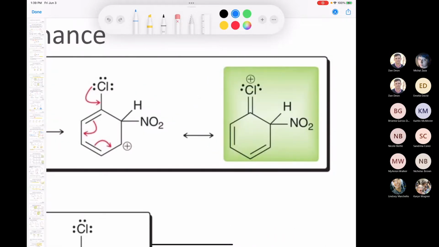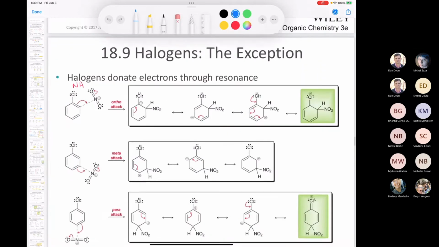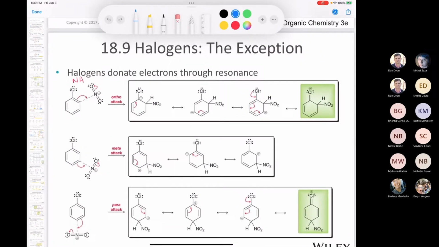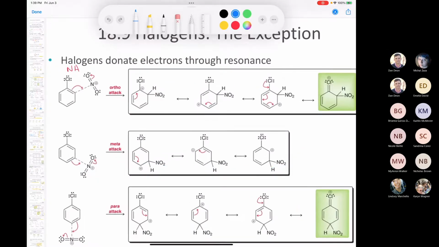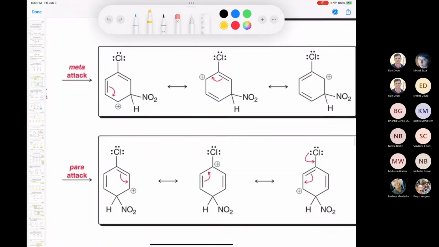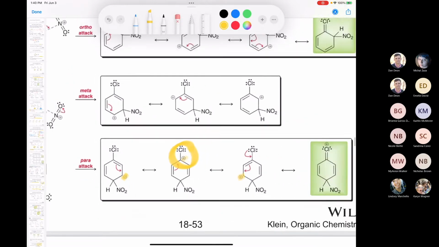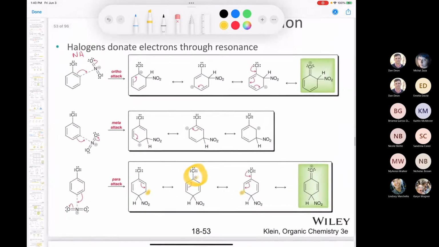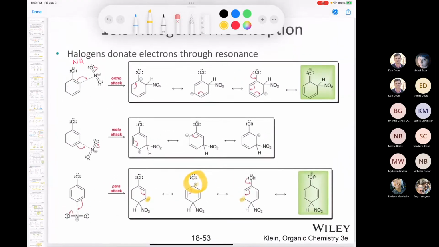And we don't see that when we look at the meta attack. We have three beautiful resonance contributors to the sigma complex. However, none of them have the positive charge adjacent to the chlorine. And so again, with the para attack, we see the same thing. We have the positive charge here, here, and here. And here you go. There it is. That's the one that reveals that we have an extra resonance contributor that we have in the green box.